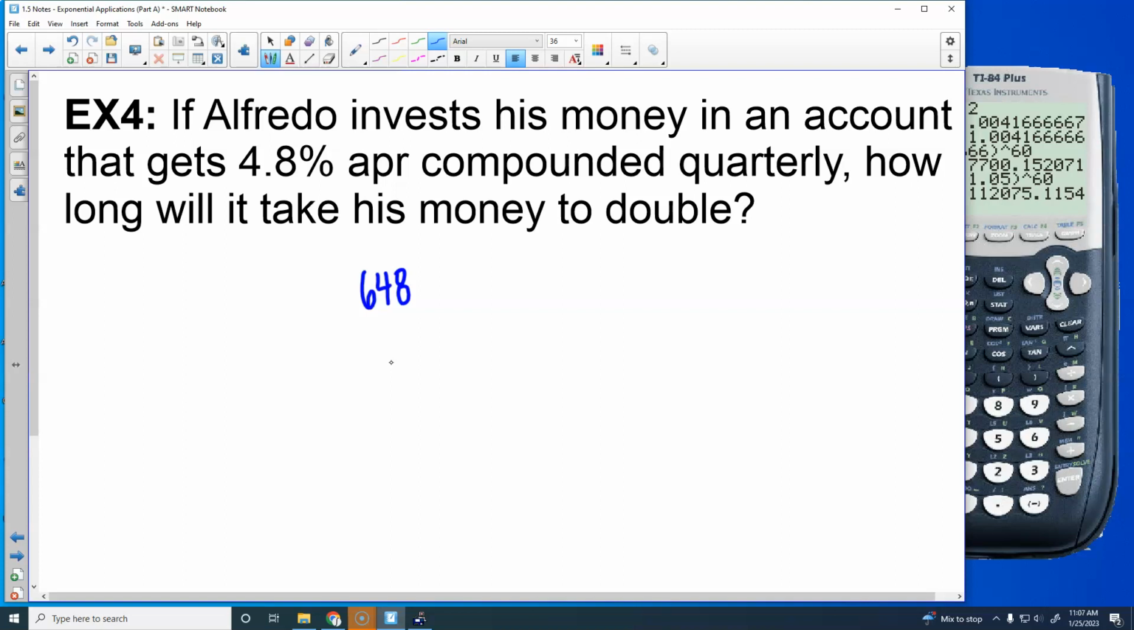I'm sure I created this problem when Alfredo Sixtos was in my class. So Alfredo has $648.